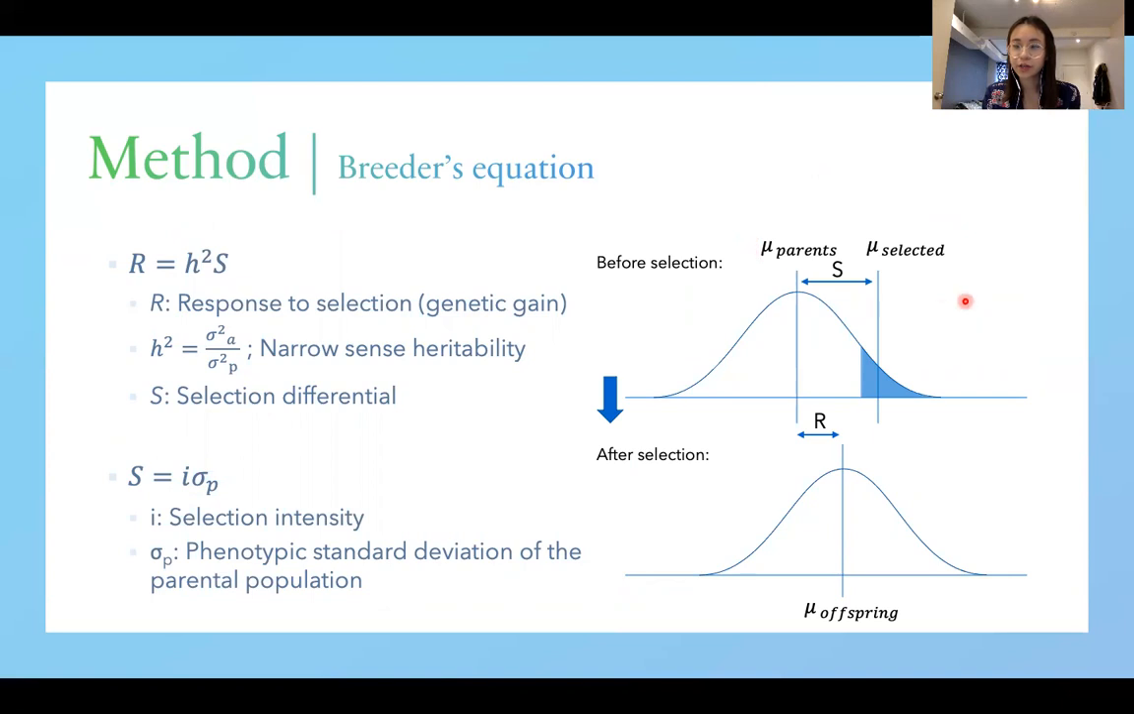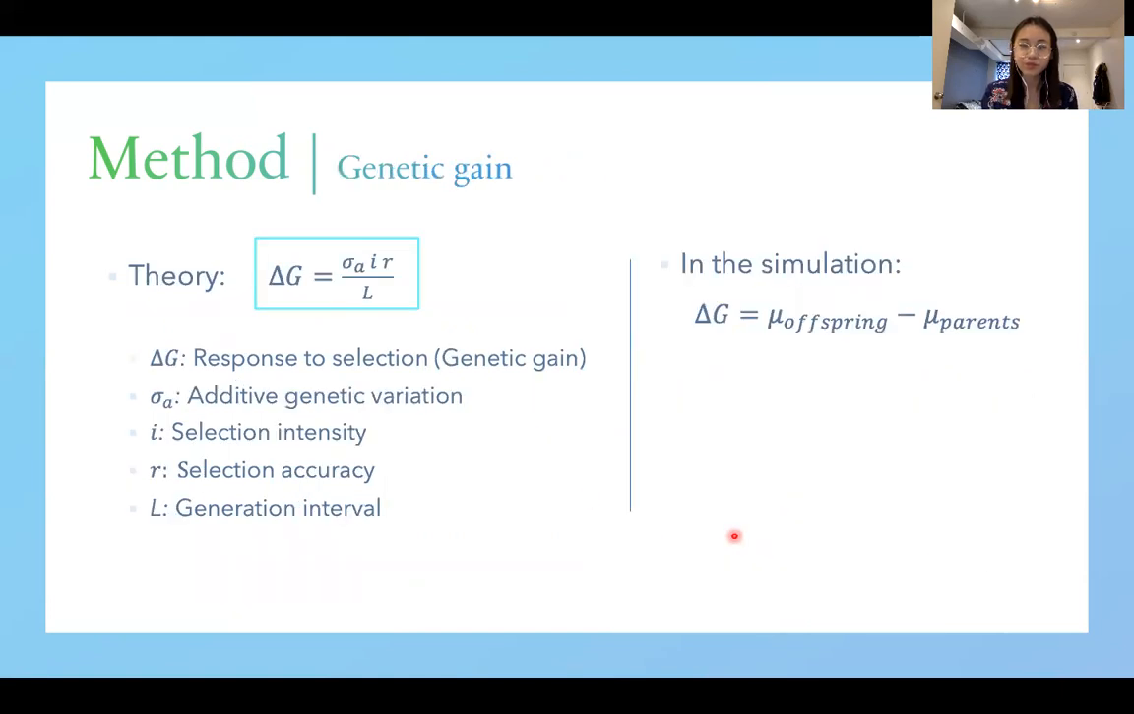So looking at this diagram, we can see that this selection differential is actually the difference between the mean of the selected individuals and the mean of the parents. And then the response to selection is the difference between the mean of the offspring and the mean of the parents following selection. Here's another way to write the equation for genetic gain. In the actual simulation, we have the values for the mean offspring and mean parents, so we can actually use that to calculate genetic gain directly.